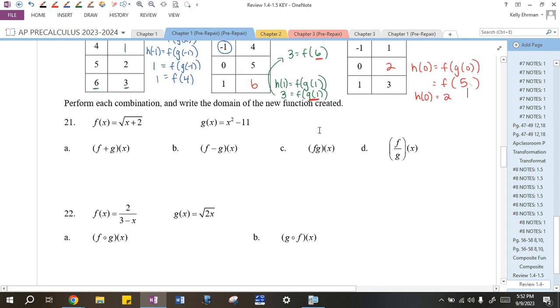Okay, perform each combination and write the domain of the new function created. So remember, we will always write the domain. I'll prompt you to do it, but we will always write the domain when we're doing these problems that we're not plugging numbers into.